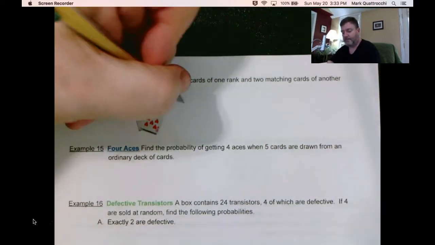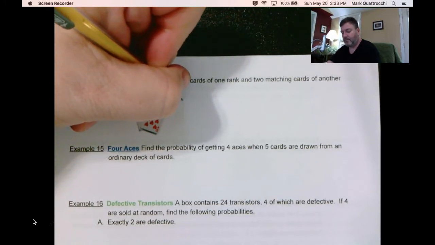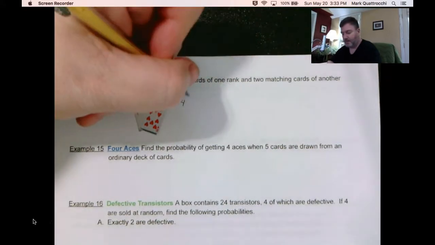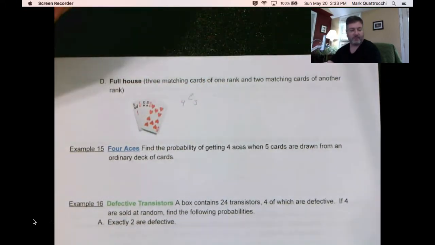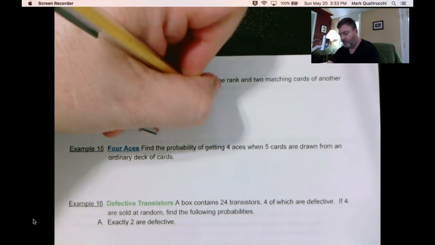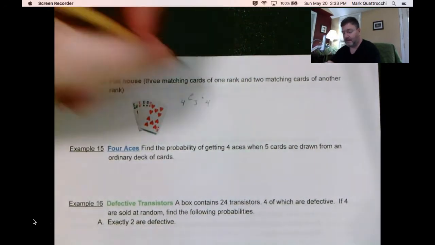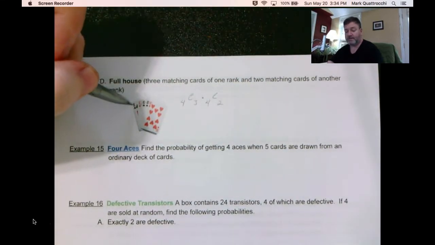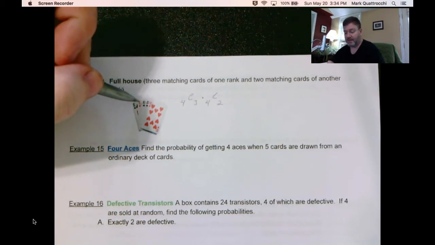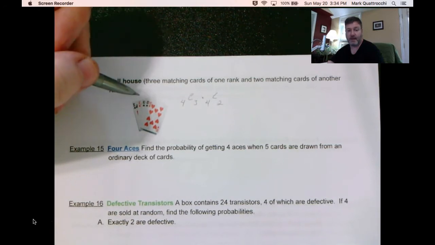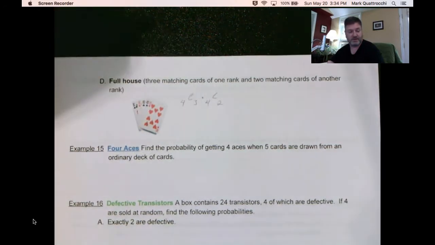there are 4 tens, I'll use this one as our example, and we're choosing 3 of them, times there are 4 kings, and we're choosing 2 of them. Order doesn't matter, whether you dealt the king of clubs first and then the king of hearts, or the king of hearts and then the king of clubs. That order doesn't matter. So that's why we're choosing combinations here.